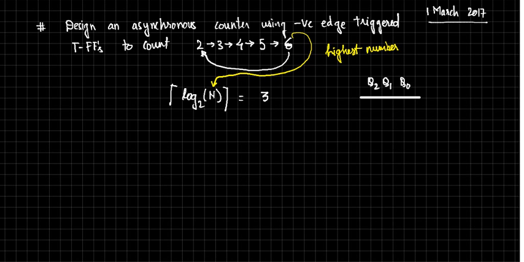I mean, we are making sure that it starts with 2, but somehow, with some hazard, it goes to initial state 0. What would happen? It will take some steps to come back into the loop and then it will follow the loop. Isn't it?